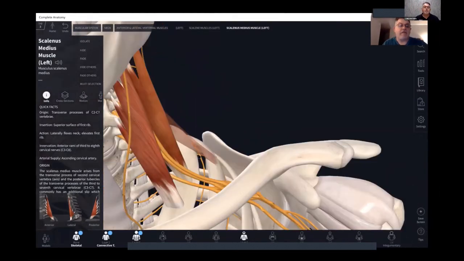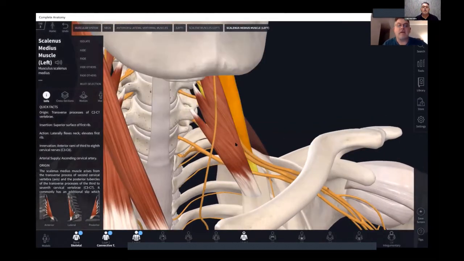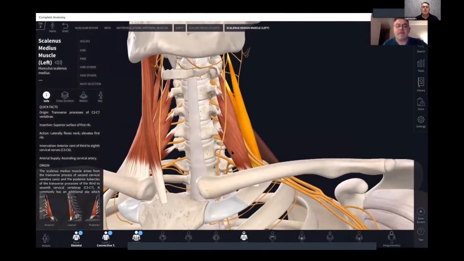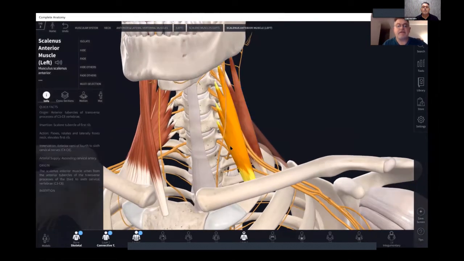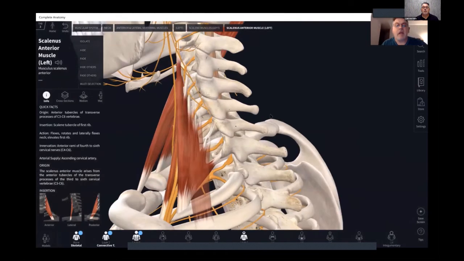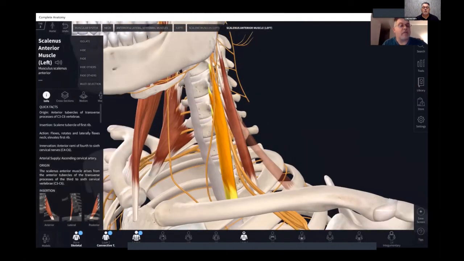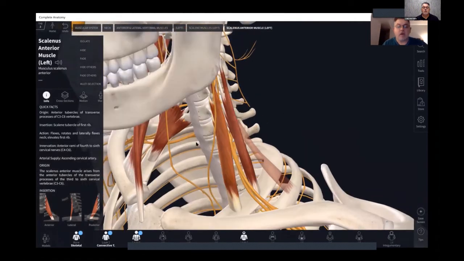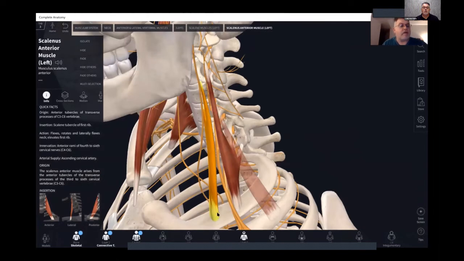But finally, the anterior scalene. Let me drop a little bit. On the anterior scalene, its origin is the anterior tubercles of the transverse processes of C3, 4, 5, and 6. Its insertion is the scalene tubercle of the first rib. Its action again is that it flexes, rotates, and laterally flexes the neck, and it elevates the first rib. Again, it's innervated by C4 through 6.